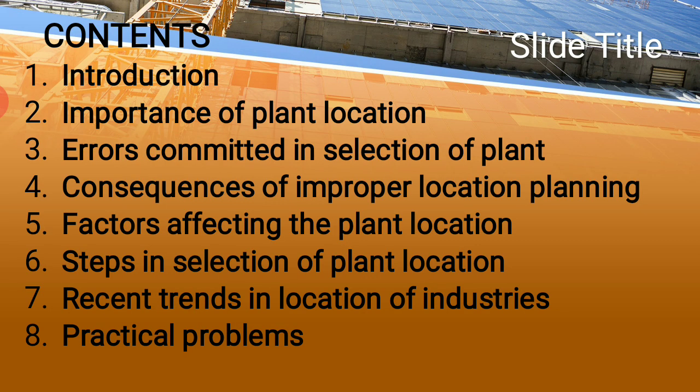As you all know, these are the 8 parts of the content of the unit that we are dealing with. We are at the 6th point, that is steps in selection of the plant location. We have dealt with already 3 points concerned with the urban, rural and suburban areas that one must select or that may be suitable for any kind of industry.